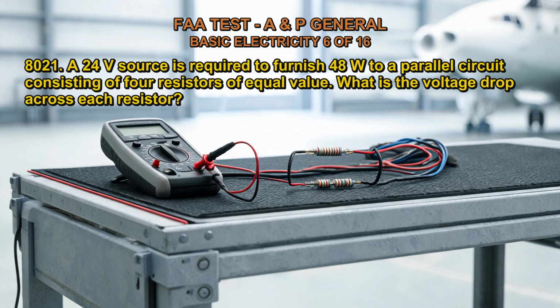Q8021. A 24-volt source is required to furnish 48 watts to a parallel circuit consisting of 4 resistors of equal value. What is the voltage drop across each resistor? A. 12 volts. B. 6 volts. C. 24 volts.